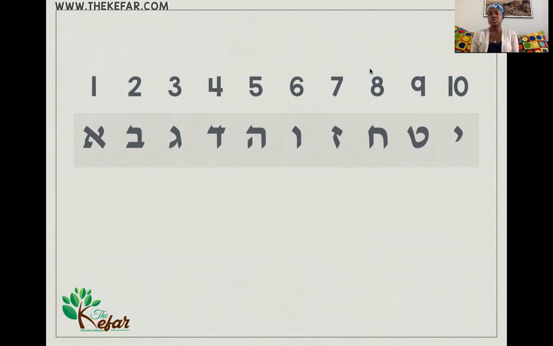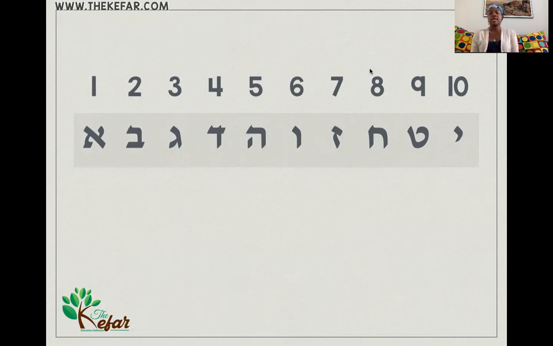Okay, so how are these used? If you've ever looked at the Tanakh or the Hebrew Bible, you'll see that often the chapters are marked using the Aleph Bet as the numbers versus Roman numerals, and sometimes even verses as well, depending on what book or what translation you have. Another way in which it's used is when we talk about grade levels in Hebrew.